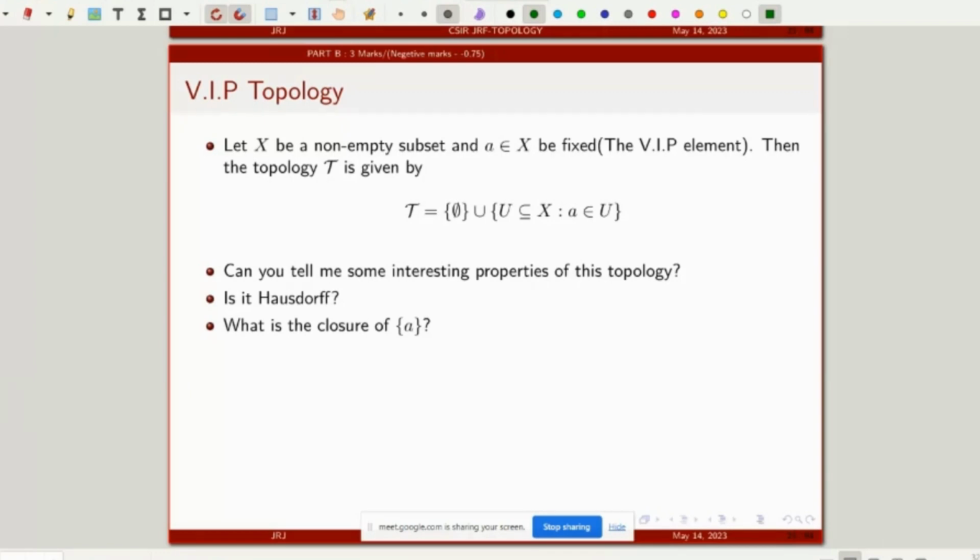Now, what will be the closure of the singleton set {A}? What is the smallest closed set containing A? Set X, right? The closure of A will be equal to the whole set X, because closure is the smallest closed set containing A.